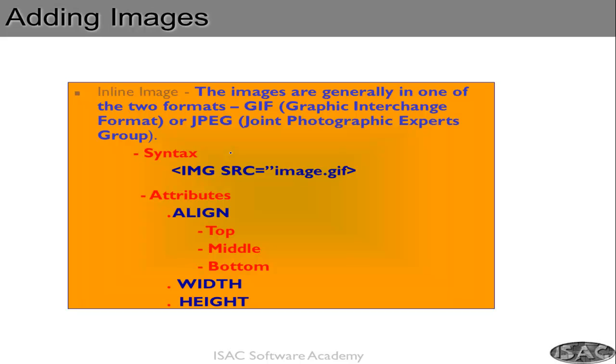Now in the image thing, the most important part first is the syntax, and the syntax is simple: img src. If you want to display an image, whether it is a GIF file or JPEG, both will work. You start with a tag called img, write src, and in the double quotes give the name of the file. Here there will be another double quote.